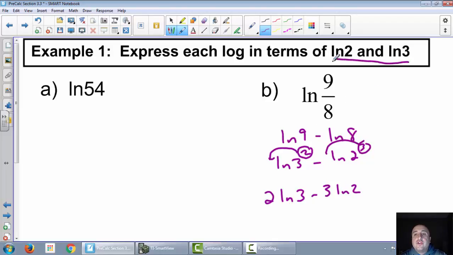So I've turned ln of 9 over 8 into ln of 2 and ln of 3. That's just what the directions told us to do. Okay, so we are going to save part A for later. That is the answer to part B.